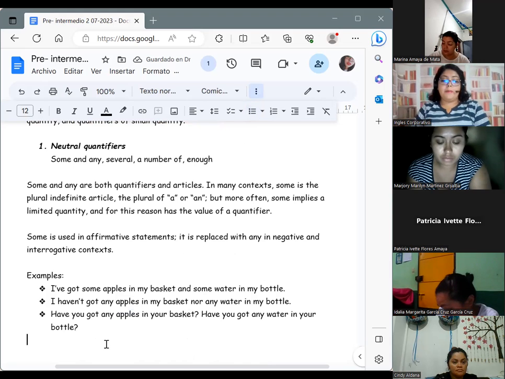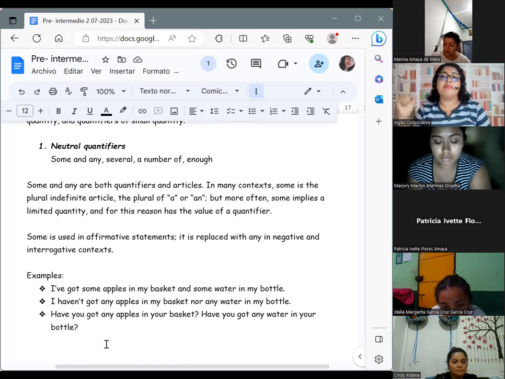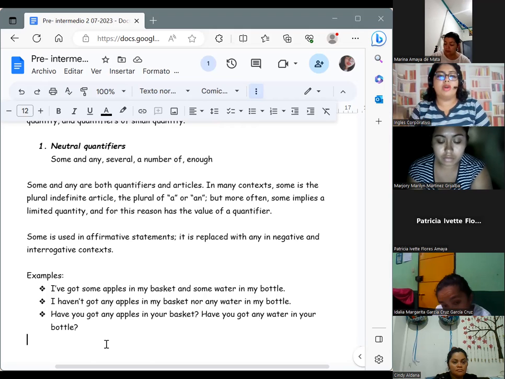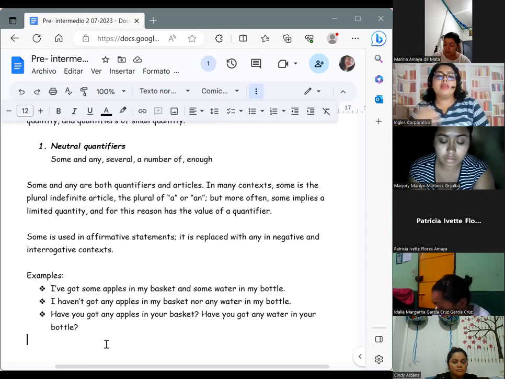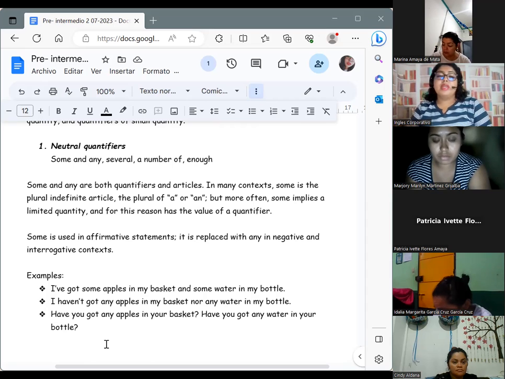Ok, aquí podemos ver cómo vamos a transformar nuestra oración positiva a negativa y a pregunta cuando tenemos el some. En este caso, ¿verdad? Ya tenemos nuestra oración afirmativa. I've got some apples in my basket and some water in my bottle. Y para convertirlo a negativo, obviamente necesitamos poner una palabra negativa, que en este caso es el not. Pero también vamos a cambiar el some por el any, así como aparece en la segunda oración. I haven't got any apples in my basket and nor any water in my bottle. Es como decir, no obtuve ninguna manzana o no tengo ninguna manzana en mi canasta. Tampoco tengo agua en mi botella, nor any water in my bottle.